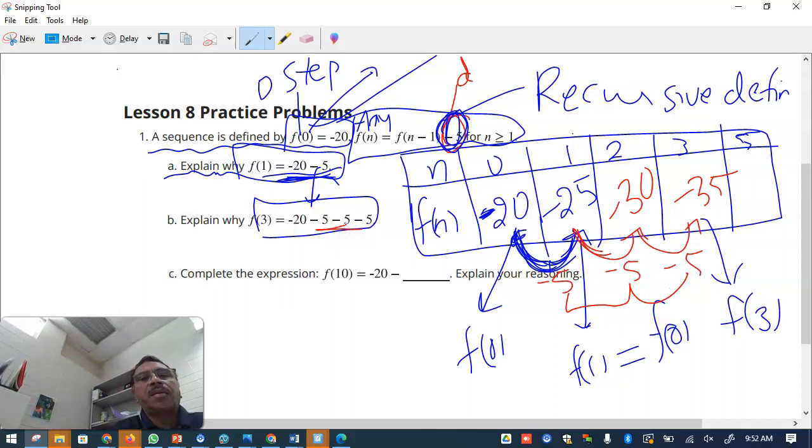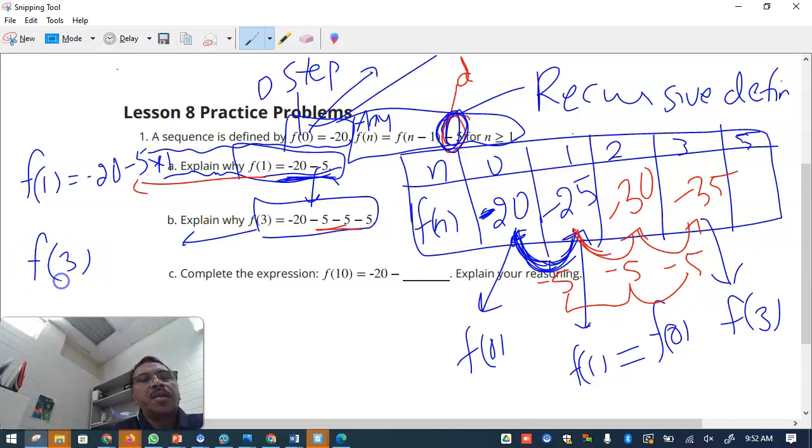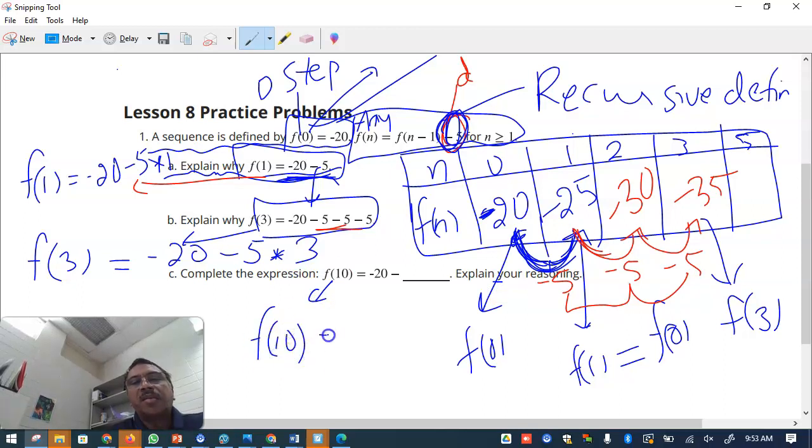Basically, I want you to also write here. The first one is f of 1, which starts with -20, and it is -5 times 1. Look at this, f of 3 can be written as -20 and -5 times 3. And if there is a 10, f of 10 is -20, and every time you are decreasing by 5, so -5 times the same 10.